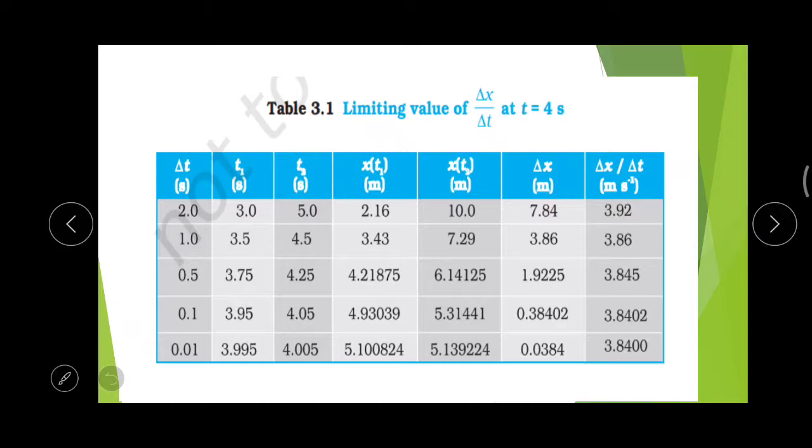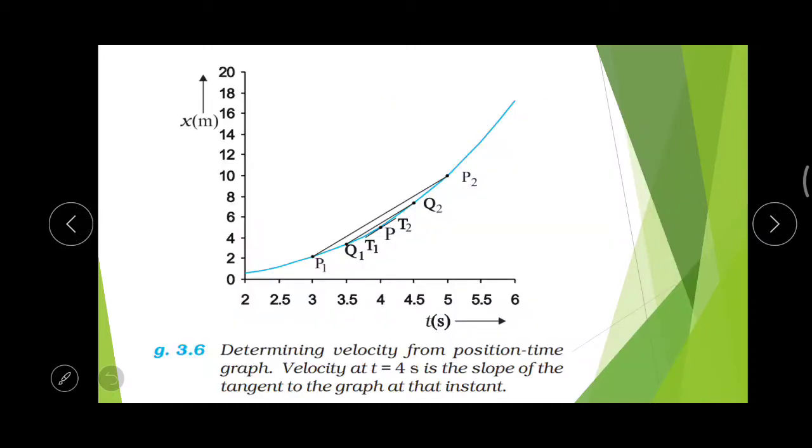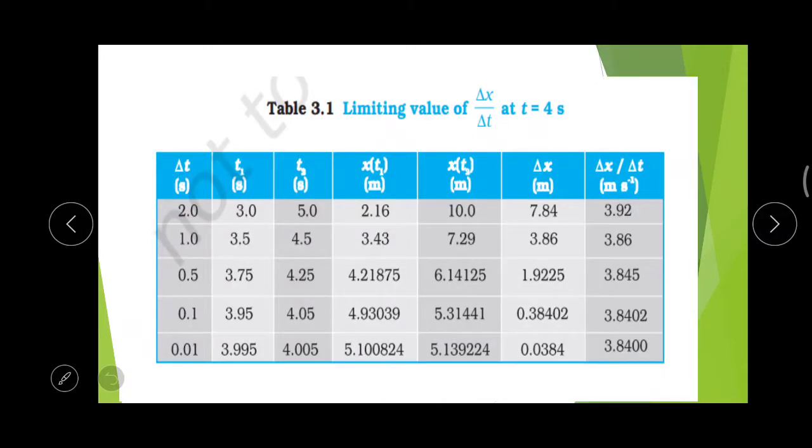Okay, now let us come to table number 3.1. So you can see the same thing that we have expressed in a graphical method, in a calculated, mathematical way, it is given here. So first the t1 and t2 values are 3 and 5. Their delta t value was 2. The position x at t1 was 2.16 and at t2 was 10. So delta x will be 10 minus 2.16, that is 7.84. So the average velocity value, delta x by delta t, is equal to 3.92.